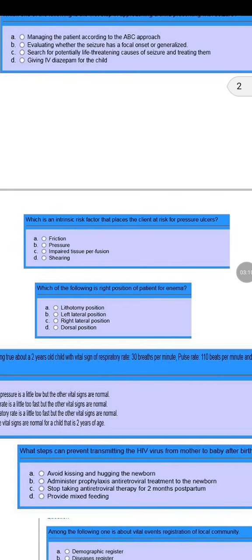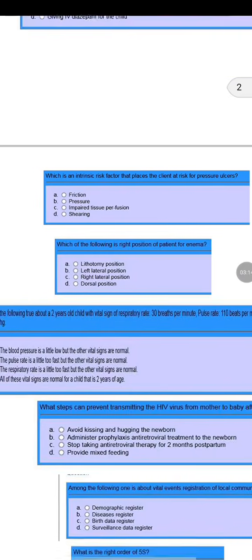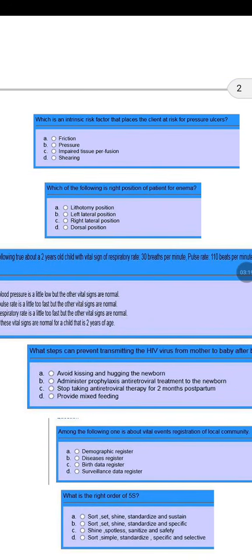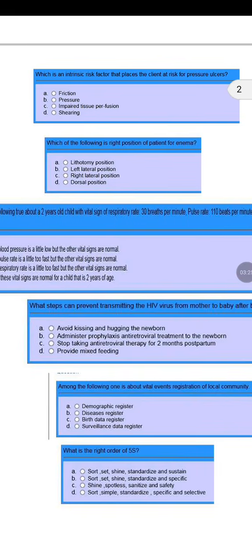Which is the intrinsic risk factor of the client at risk of pressure ulcer? Impaired tissue perfusion. Which of the following is the right position of the patient? Leave the lateral position.